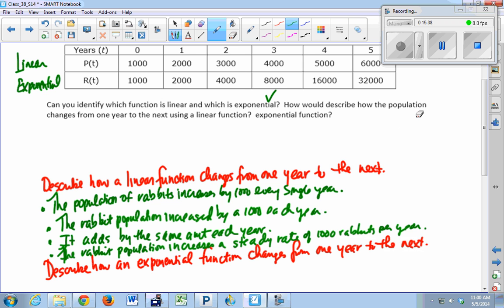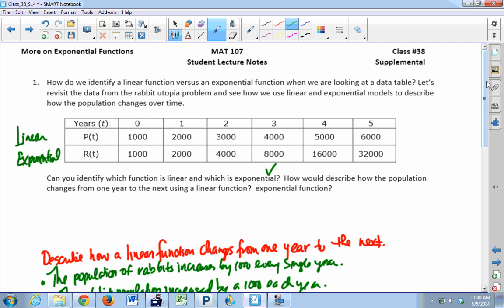So if you were looking at a data set, you first of all look at the difference in your years from 0 to 1, right? You look at the difference. Each of these is consecutive. So the change in your years, the change in t is 1. 1, 1, 1, 1, 1. That's the difference in your independent variable time. And then you look to see if the change in your rabbit population is also the same from one year to the next. And you can see that it is constant.